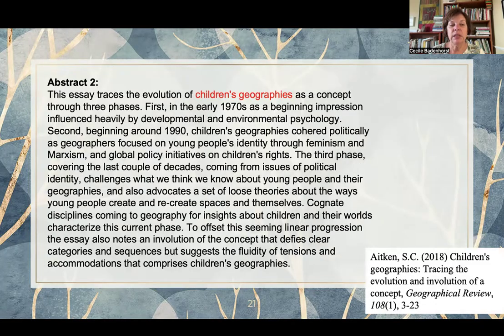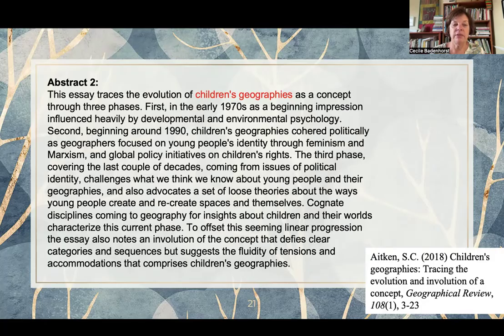Here's another example. This essay traces the evolution of children's geographies. This is the concept, right? As a concept through three phases. So they've organized it into three phases. That's a good technique as well. Grouping and sequencing. First, in the early 1970s, as a beginning impression, influenced heavily by developmental and environmental psychology. Second, beginning around 1990, children's geographies cohered politically as geographers focused on young people's identity through feminism and Marxism and global policy initiatives on children's rights.